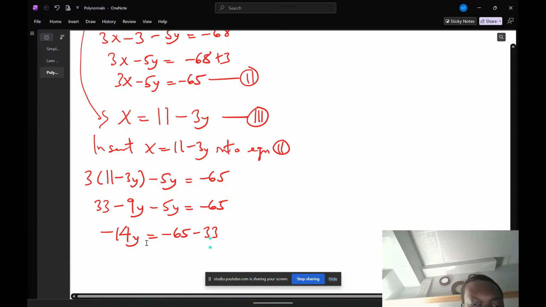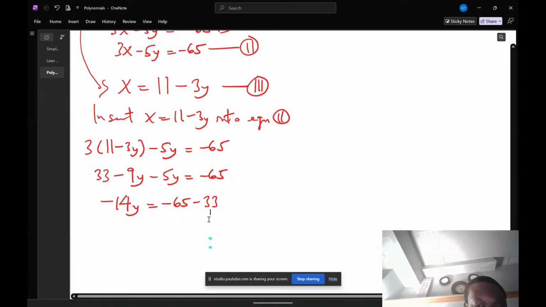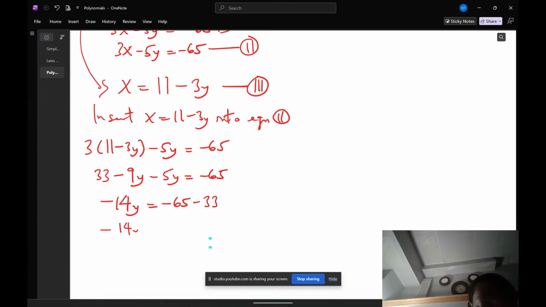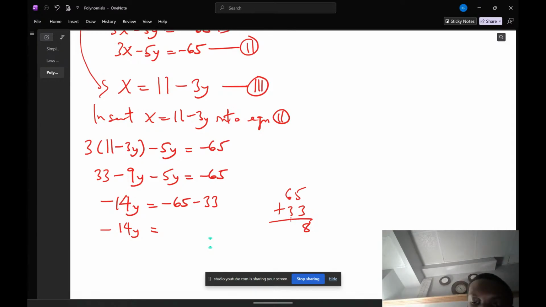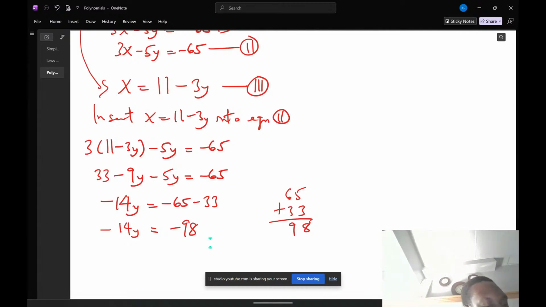Okay, so minus 65 minus 33. So that's minus 14y is equals to 65 plus 33. So 5 plus 3 is 8, 6 plus 3 is 9. So that's minus 98. So I believe we will do 98 divided by 14. 98 divided by 14 should give us 7.